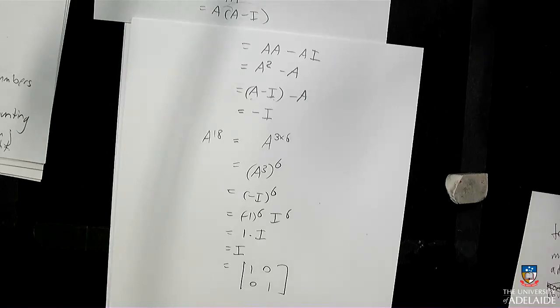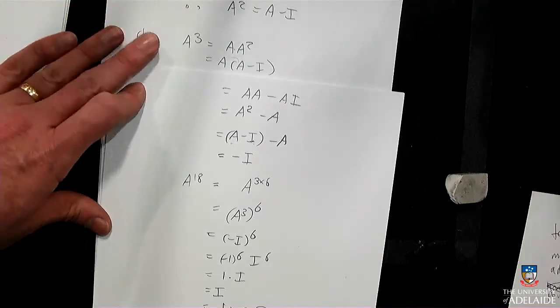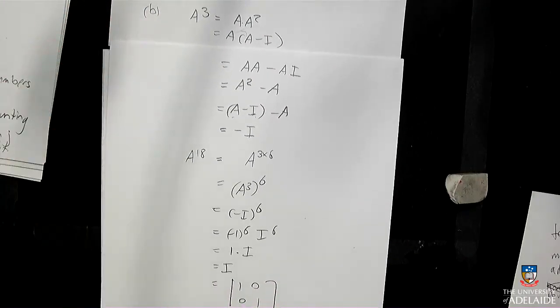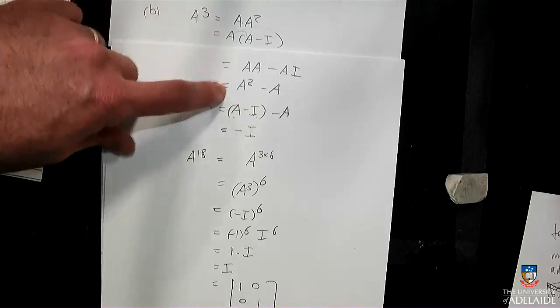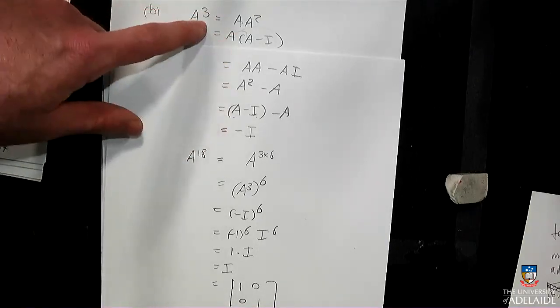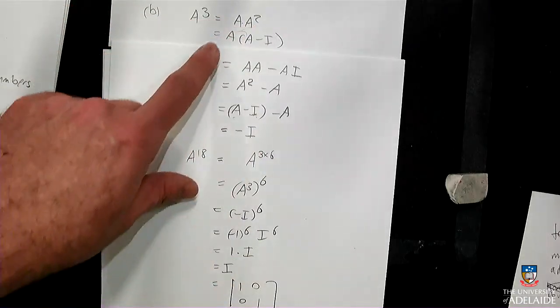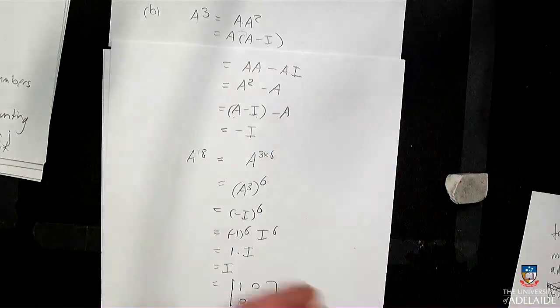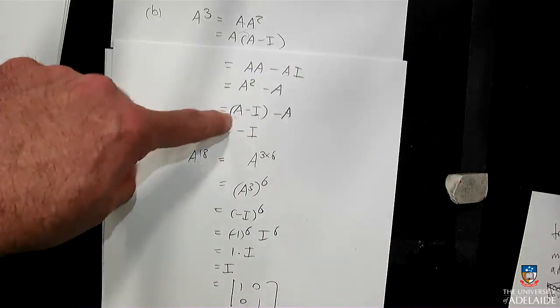So this is a little argument here that I was able to use the rules for how matrices work to calculate the answer for A to the 18 without actually doing any matrix multiplications. You'll notice that I have all these equal signs here because each step of this is equal to the step above. And so you would read this as A cubed is equal to A times A squared, which is equal to A times A minus I, which is equal to AA minus AI, which is equal to this, which is equal to this, which is equal to this.